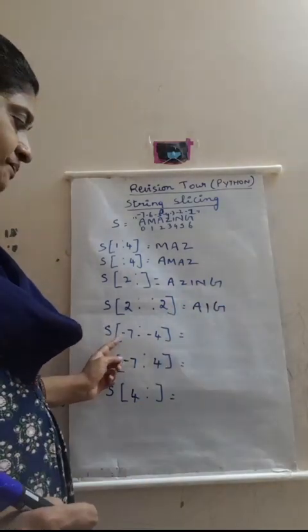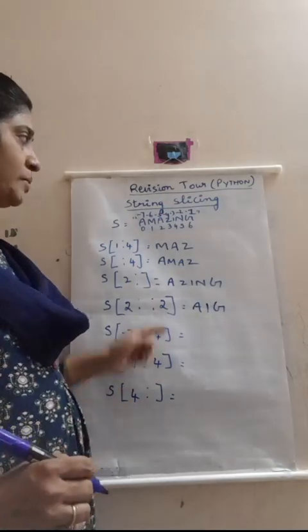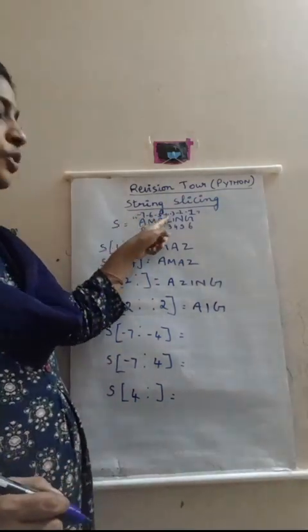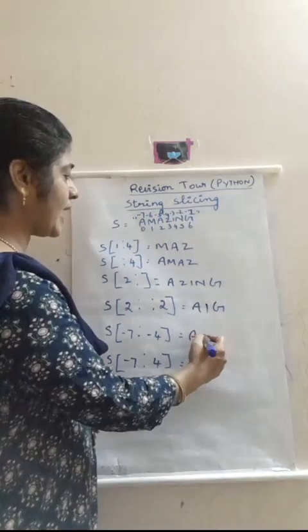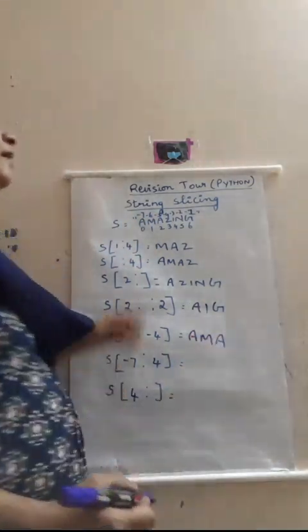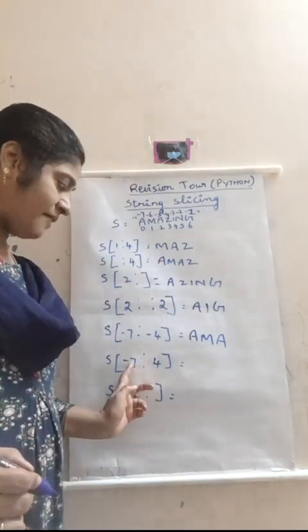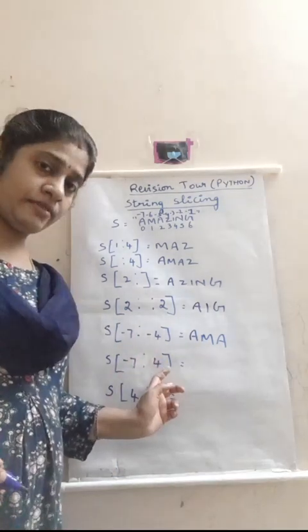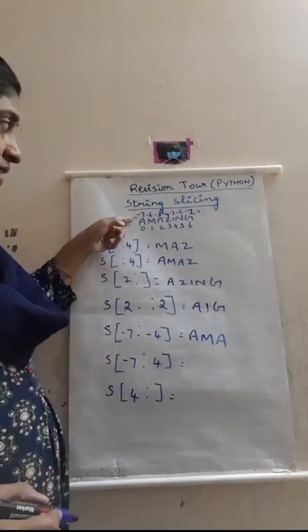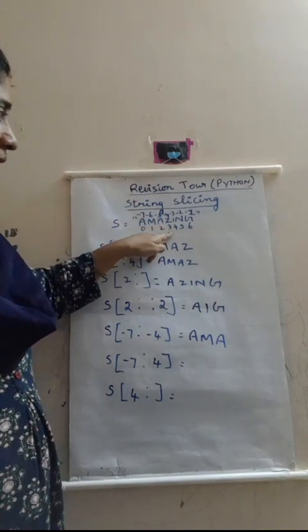And the next one, I have specified the negative index over here, minus 7 to minus 4. It will stop at minus 5 itself. So the answer here is AMA. And the next one, minus 7 to 4. Here I have specified one negative and one positive index. It will start from minus 7 and stop at 4, that is, it will stop at 3.